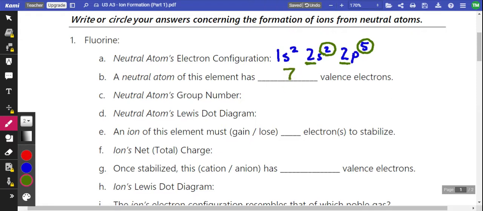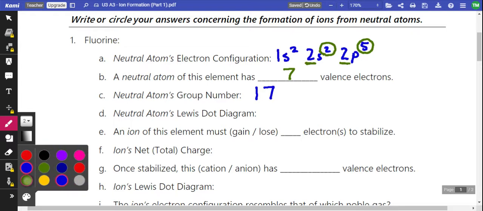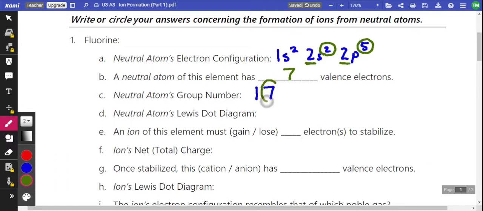Now, just to double check this, there should be a little bit of a shortcut with how many valence electrons an atom has, starting as a neutral atom, compared to where it is on the periodic table. Fluorine is in column 17. So if you kind of ignore the 1, it should have 7 valence electrons, which it does, which is nice. Okay. So if I wanted to jump straight to it and I didn't need to write out the electron configuration here, I could tell that fluorine has 7 valence electrons based on its group number, its column number. A group just means a column going up and down.